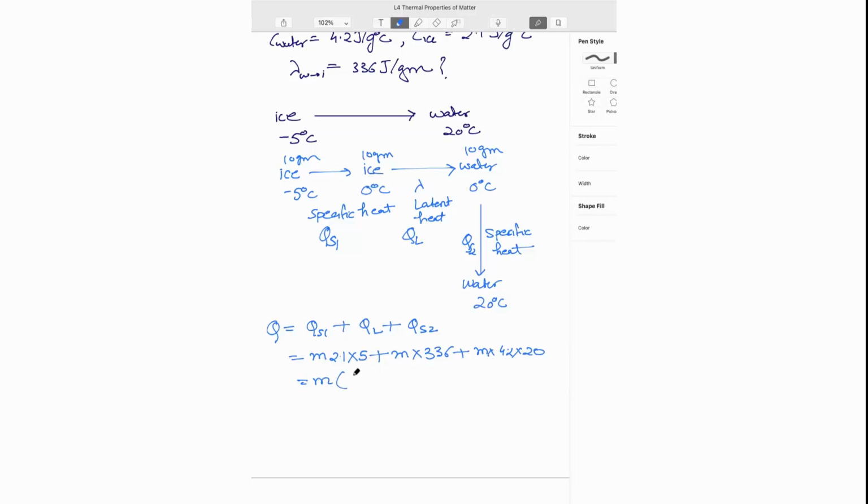So you can take M to be common. It will become 10.5 plus 336 plus 84. So 336 plus 84 is 420, 420 plus 10.5 is 430.5, into 10 joule. So that is 4305 joule. That is the amount of heat required to change the ice at -5 degrees centigrade to water at 20 degrees centigrade.